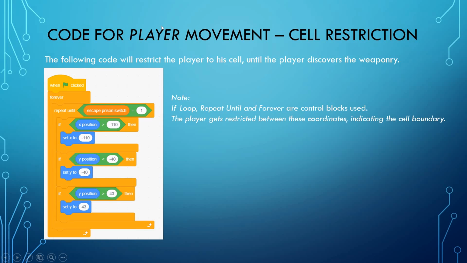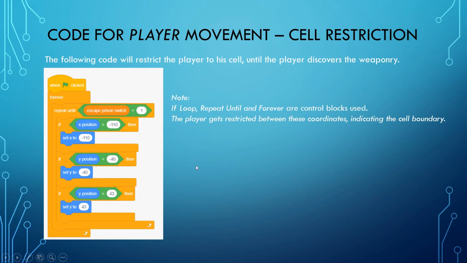Now we have our code for player movement cell restriction. This following code in this picture will restrict the player to his cell until the player discovers the weaponry. So what I am trying to say is the player is restricted to his cell unless he discovers the weapons.